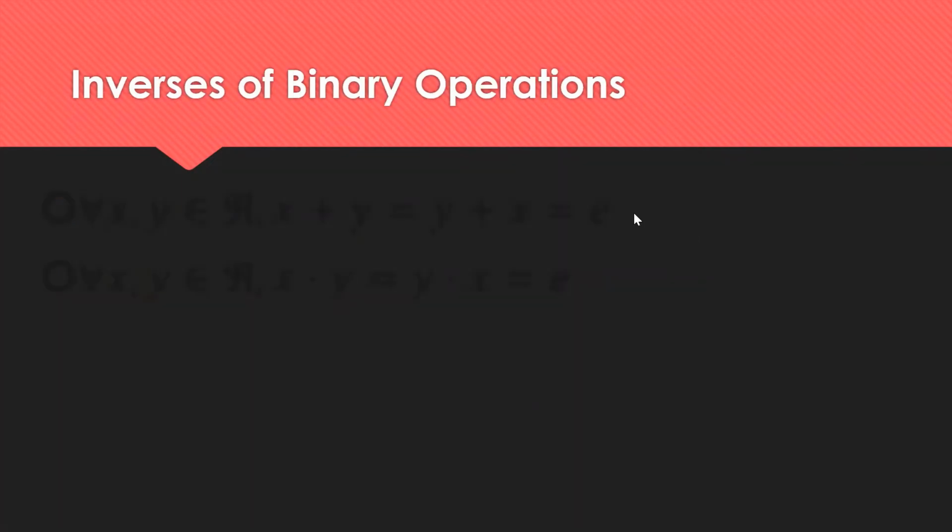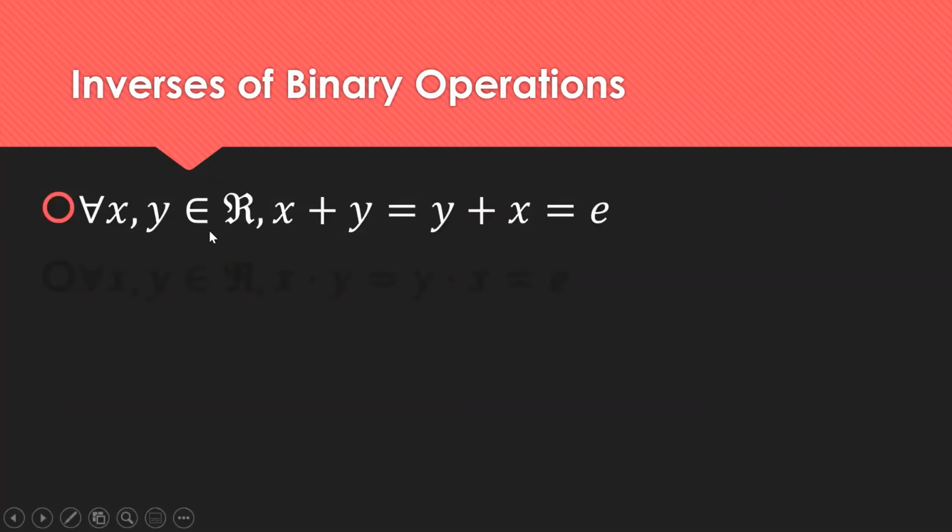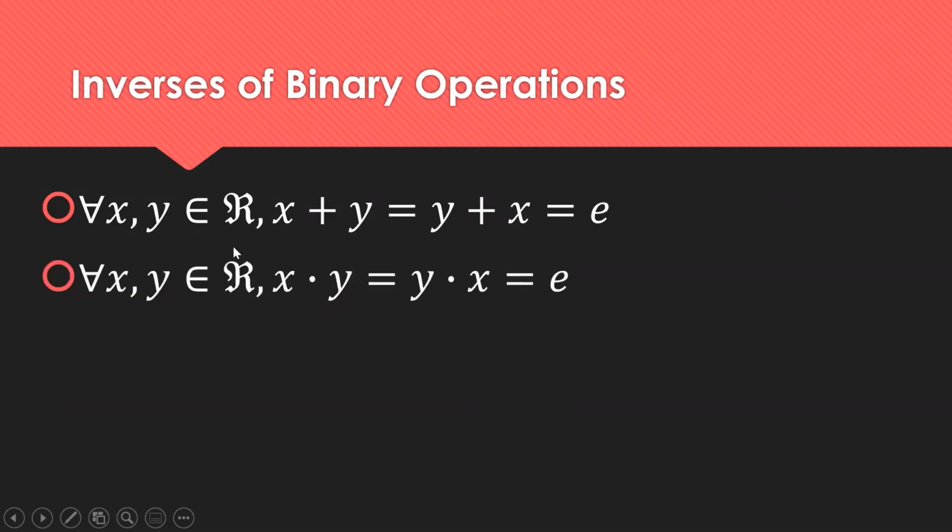Next is the inverses of binary operations. For addition, for every real number x and y, x plus y is equal to y plus x is equal to the identity element. For multiplication, for every real number x and y, x times y is equal to y times x is equal to the identity element. We know that the identity element for addition is 0, and the identity element for multiplication is 1. So let's have an example for addition.